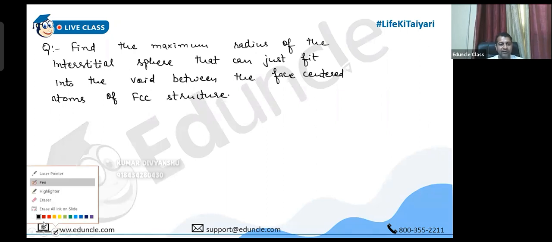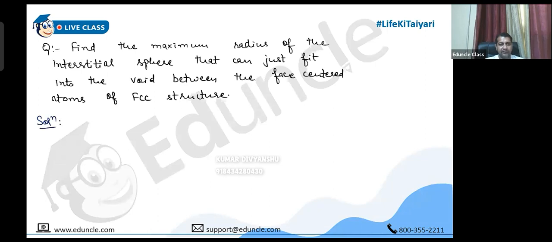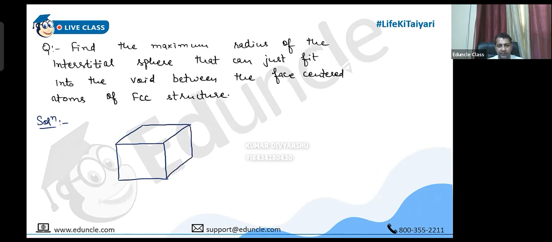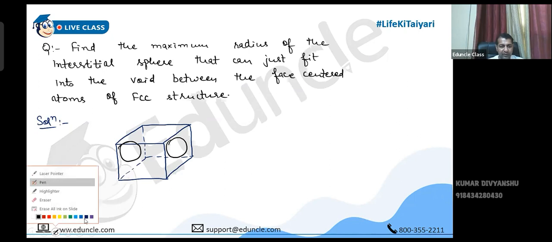So now we are given the FCC structure, and if we consider the atoms present at the face centers of the opposite faces, then obviously there is some empty space between them. No? See, now we require only one unit cell because we are talking about the face centered atoms. So one atom is present over here, other is present over here, and there is an empty space. No? You can see in between them.